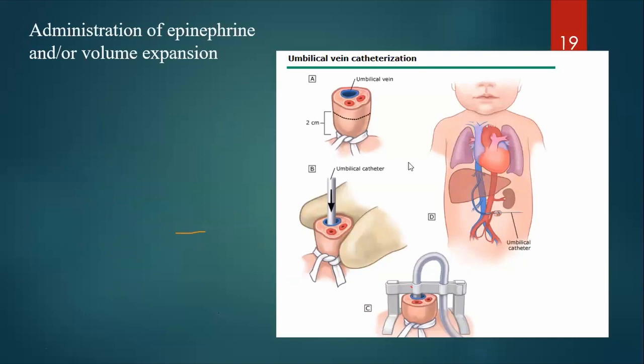This is the umbilical catheter. As you can see, the umbilical stump has two arteries and one vein. We use the vein for catheterization. Then we secure the catheterized vein, and administer the epinephrine, blood, or normal saline through the umbilical vein. This is the easiest way of administration.